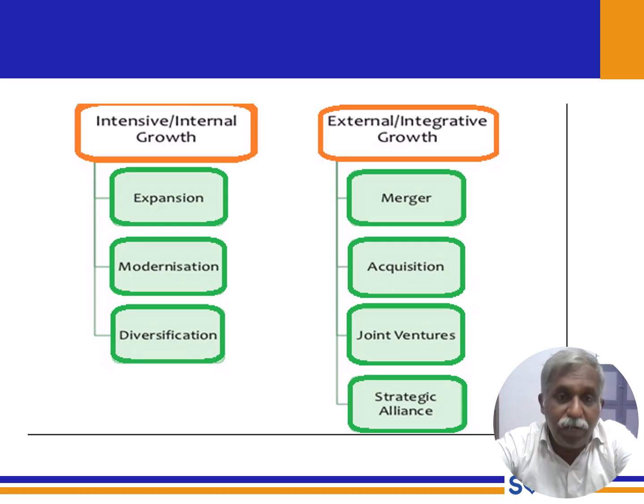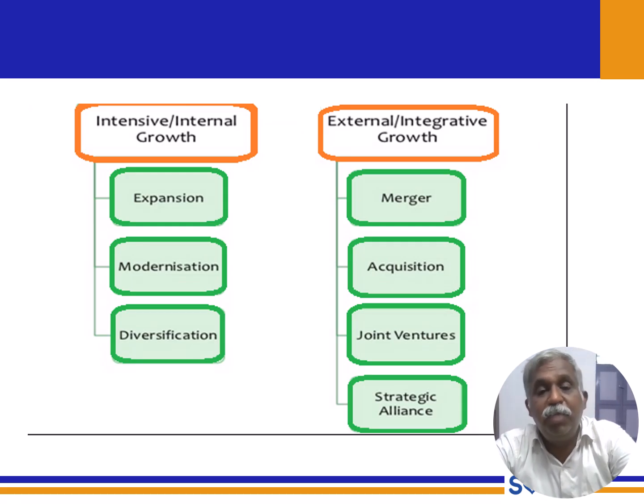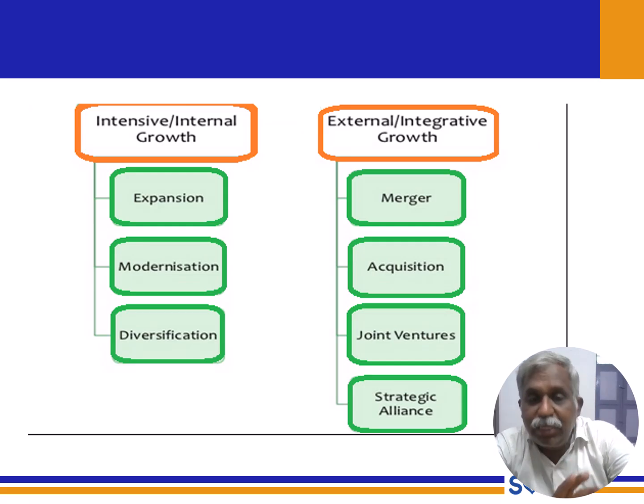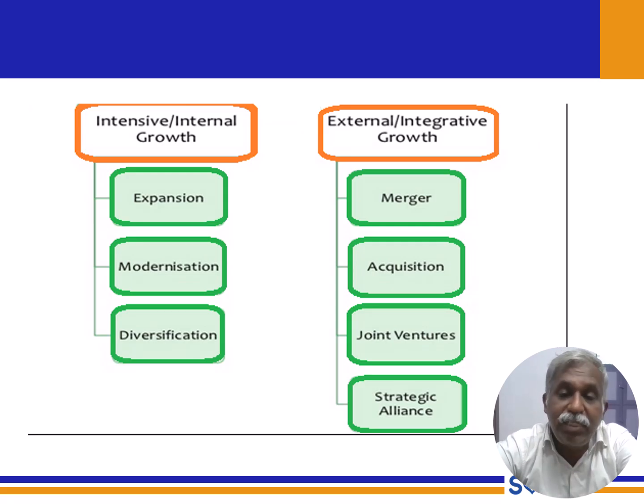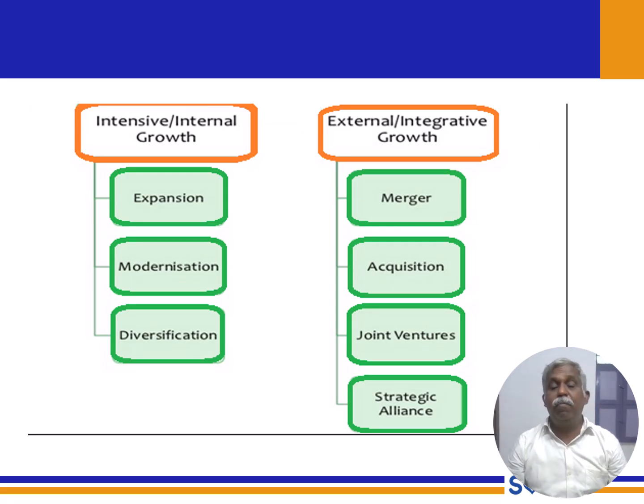So external growth we divide into merger, acquisition, joint venture, and strategic alliance. Together, internally and externally, that is what we call growth management. So growth management has two different parts. One is intensive growth, another is extensive growth. In intensive growth, we have expansion, modernization, diversification. Externally, we have merger, acquisition, joint venture, then strategic alliance.